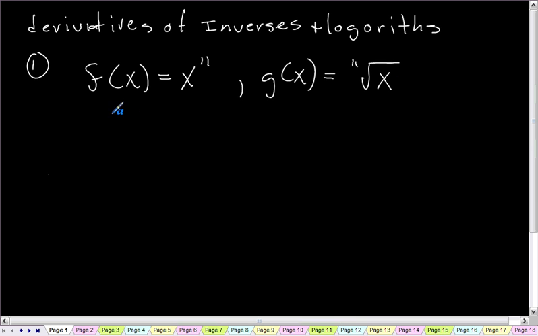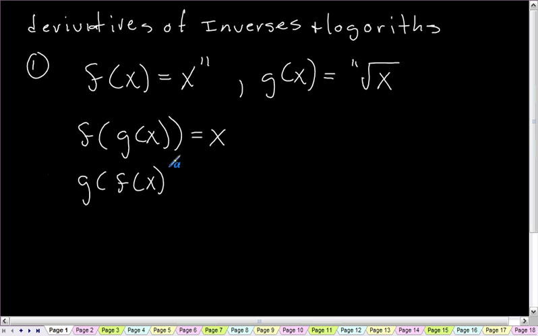They're inverses of each other if and only if I plug g of x into f of x and it comes out to x, and if I plug f of x into g of x, it comes out to x. And if that's true, then these two are inverses of each other.